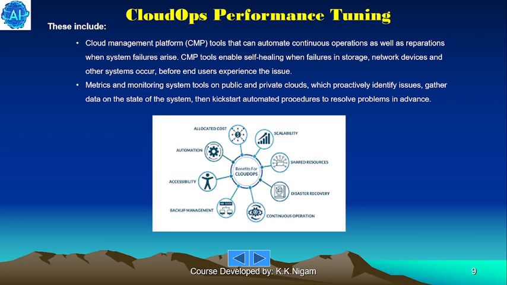These include cloud management platform, that is CMP, tools that can automate continuous operations as well as operations when system failures arise. CMP tools enable self-healing when failures in storage, network devices, and other systems occur before end users experience the issue. Metrics and monitoring tools on public and private clouds proactively identify issues rather than just reporting data on the state of the system. Then they kickstart automated procedures to resolve problems in advance.